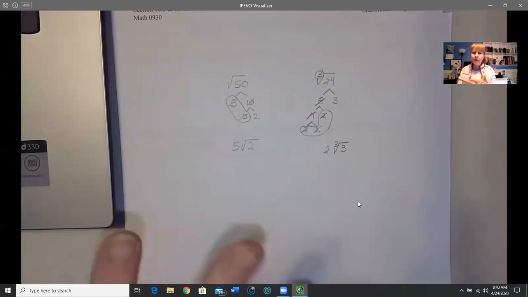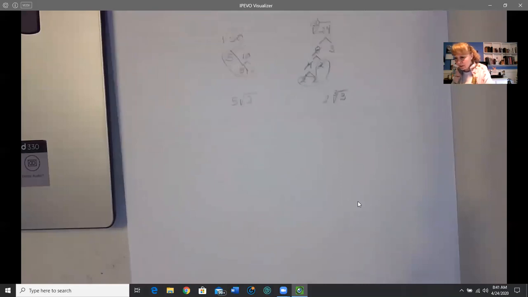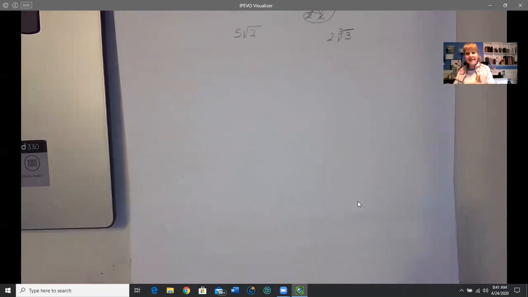But this is kind of what we're going to be practicing today. Now, the other one is dealing with exponents. All right, so let's do a couple of examples of exponents. This is just kind of an introduction, and then we'll go through the notes. I think this might help.